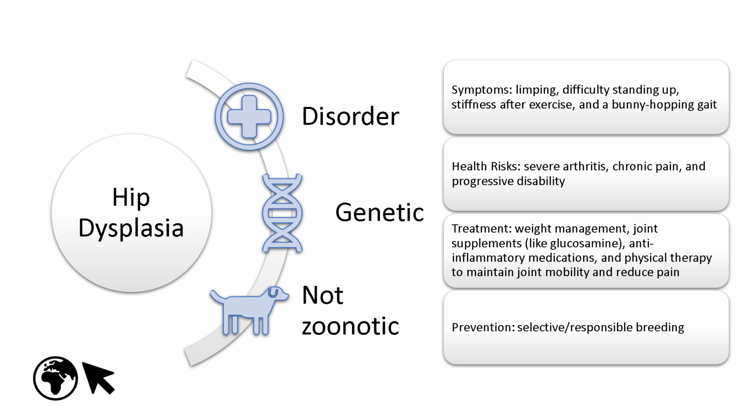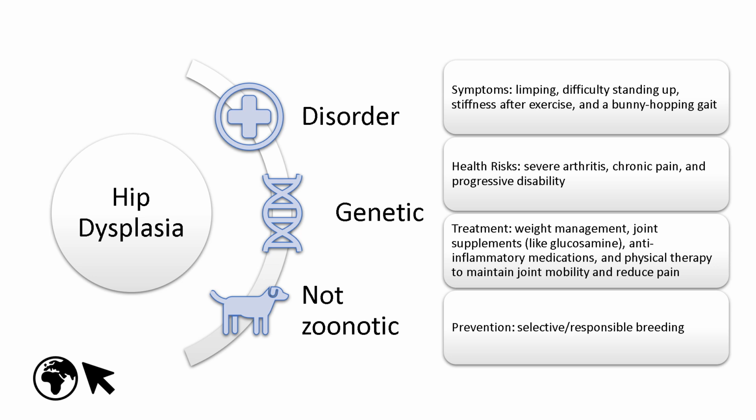Left untreated, hip dysplasia can lead to severe arthritis, chronic pain, and progressive disability. Over time, the wear and tear on the joint can significantly affect the dog's quality of life, making movement difficult or impossible. In severe cases, it can lead to the need for surgical intervention, such as a hip replacement or femoral head ostectomy. Treatment typically includes weight management, joint supplements like glucosamine, anti-inflammatory medications, and physical therapy to maintain joint mobility and reduce pain. In more severe cases, surgery may be needed.